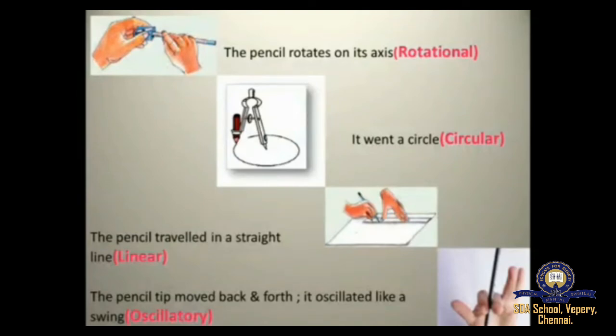How was it? So in the first case, the pencil rotated on its axis. We call it rotational motion. And in the second case, it went in a circle. It is a circular motion. And in the third case, the pencil traveled in a straight line. We call it linear motion. And in the fourth case, the pencil tip moved back and forth. That is, it oscillated like a swing. So we call it oscillatory motion.